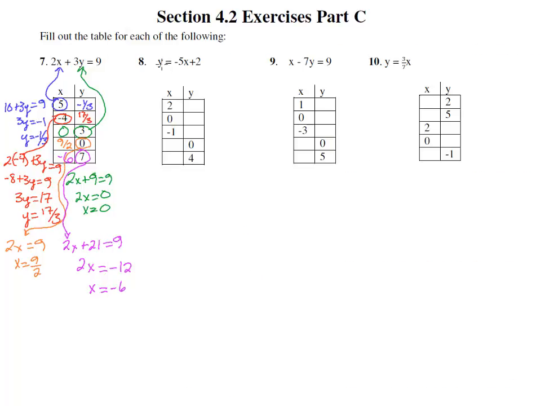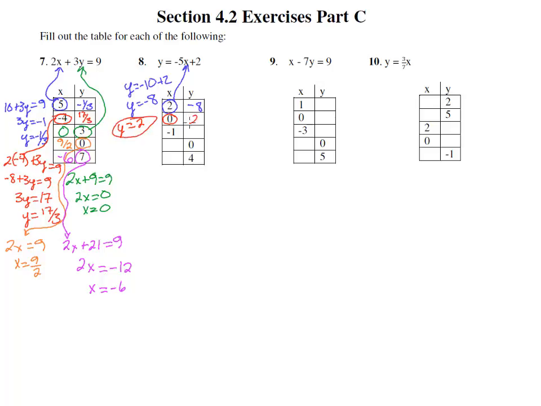Number 8. Here we have y equals negative 5x plus 2. So it's formatted a little bit differently, but we can still do the same thing. Take this x and stick it right there. And we're going to get y equals negative 5 times 2 is negative 10 plus 2. What's negative 10 plus 2? That's negative 8. So let's stick that one in for y. Good. Now the second one, a 0 for x. So if we stick 0 up there for x, we're now going to have y equals negative 5 times 0 is 0 plus 2 is 2. Oh, I like that one.